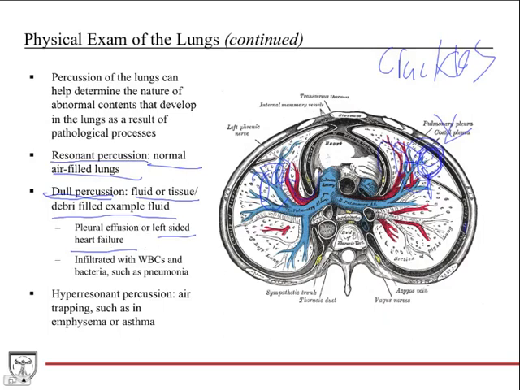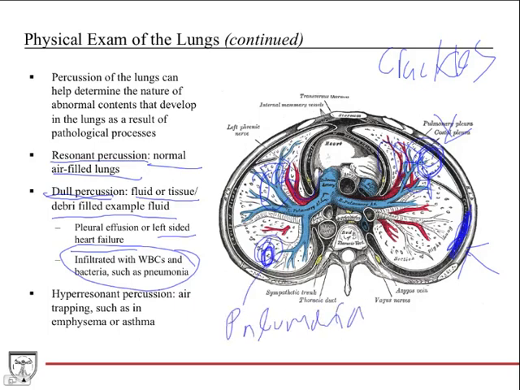Also, if you have a pleural effusion, which is fluid building up in the pleural space, if you do some percussion here, you can find where the pleural effusion is. It could also be due to debris or tissue that's infiltrated with white blood cells and bacteria, such as in pneumonia. So if you have a consolidation due to pneumonia, if you do percussion over this region, it can tell you that the consolidation is in this region of the area. So it can help you localize certain areas of abnormal tissue and also give you an indication of what exactly is going on, whether it's some kind of fluid buildup or some kind of tissue buildup.